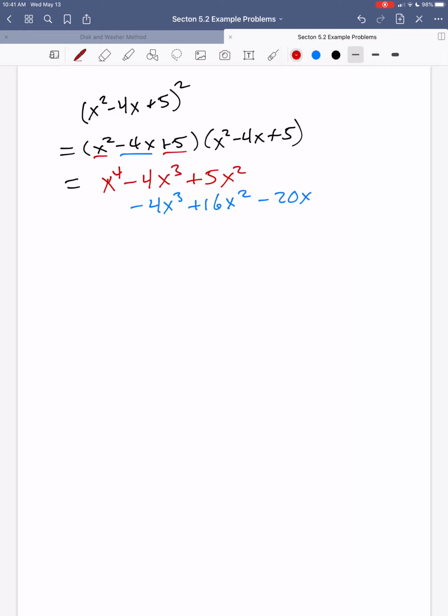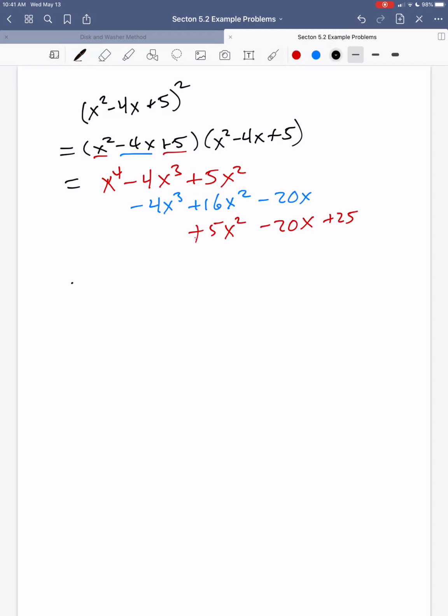And then I'll multiply by the plus 5. Plus 5 times x squared is plus 5x squared. Positive 5 times negative 4 is negative 20x. And positive 5 times positive 5 is positive 25.